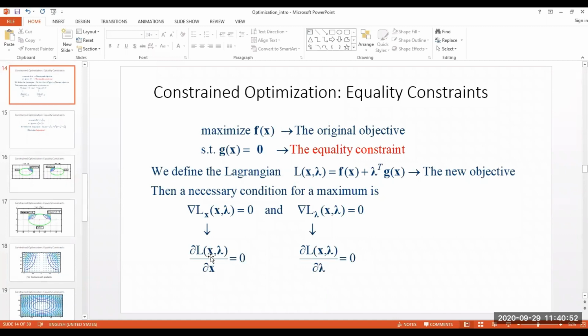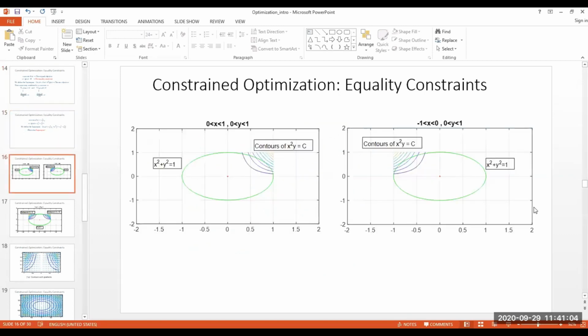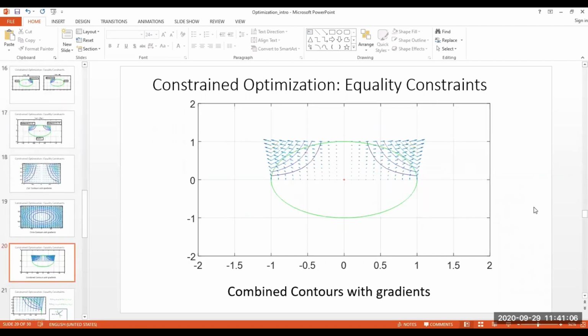How do you get that point? We solve this and this simultaneously. Now the question is still there. Why Lagrangian? Why this multiplier? Does it have any physical significance? Let us see. We are a little bit away from that.